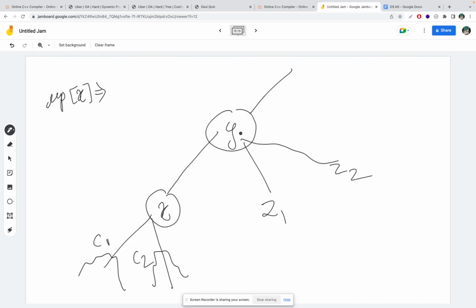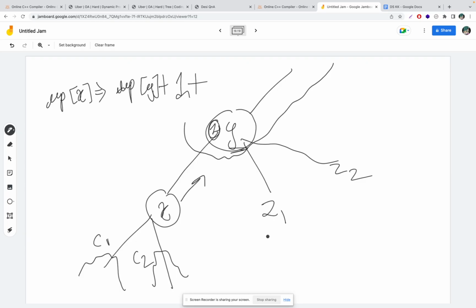Simple thing: if y is not a prime number, then up of x is nothing but whatever good nodes were there above y, up of y, plus 1, because we want to include y as well. So when you do up of y plus 1, this many nodes you have counted. Now z1 and z2 are remaining, because z1 and z2 are also above x, that's why we have to count them as well.